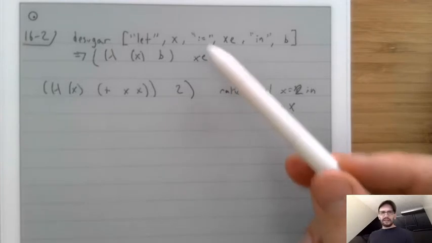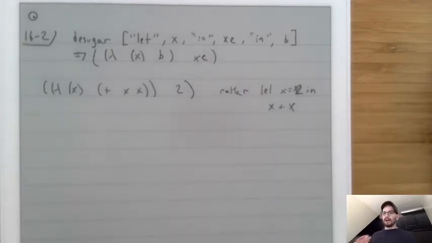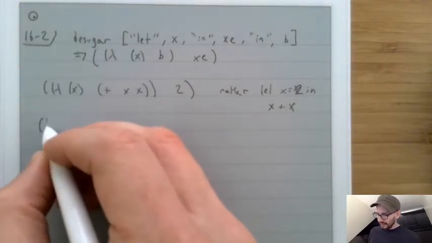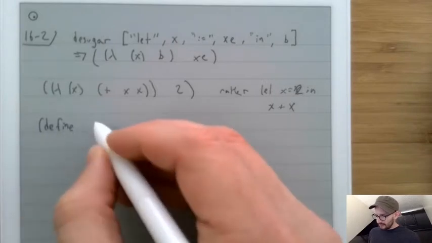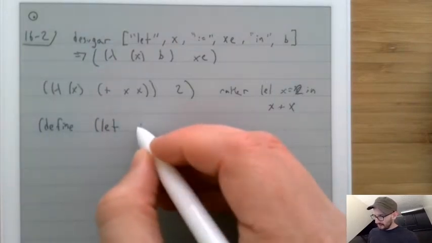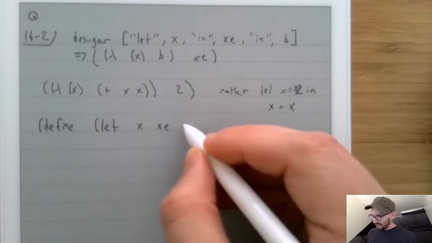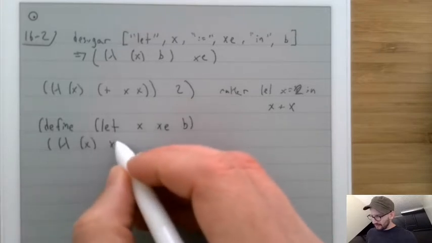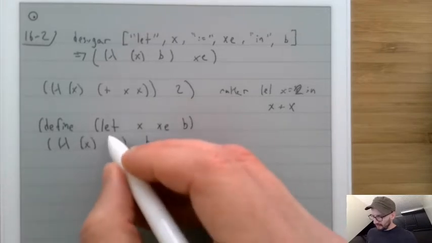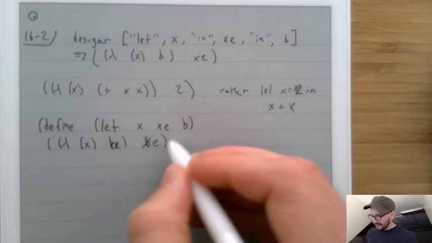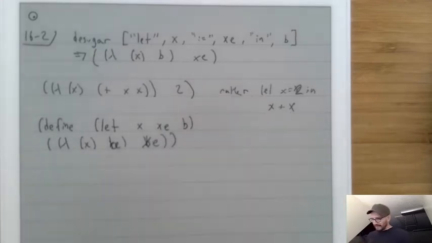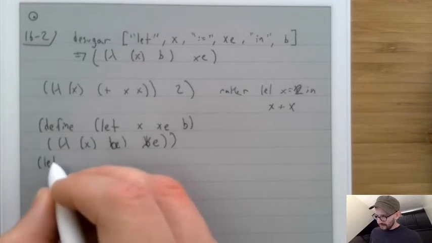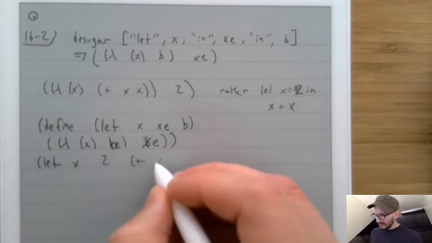Now, this thing that we're adding in our desugarer, would it have been possible to implement this in our standard library using the tools of our language? Could I write a function that looked like this? Could we write define let x xe b that goes to lambda x xe b xe? Does that make sense? Would it make sense to then write the following? Let x 2 inside of plus x x.